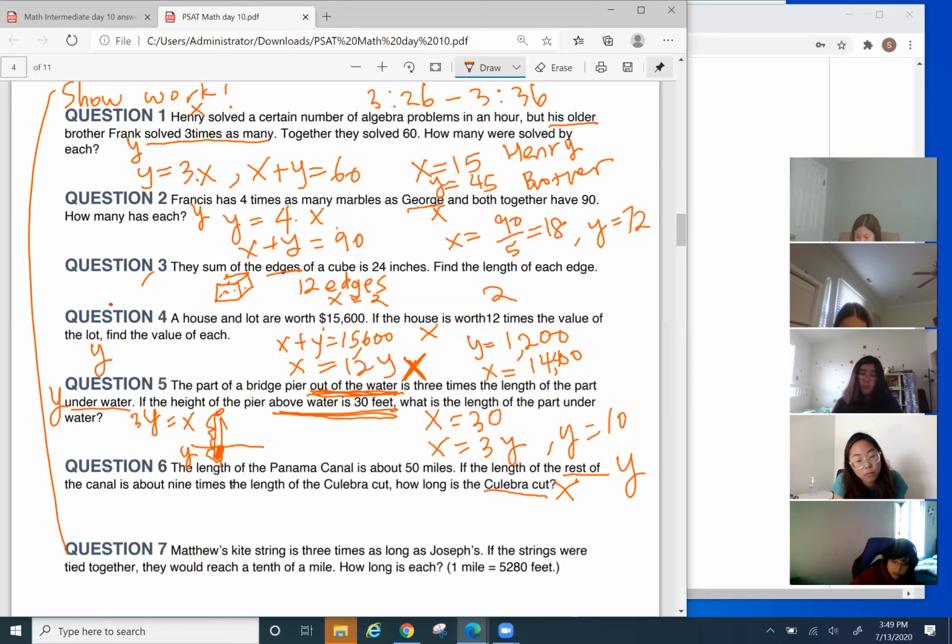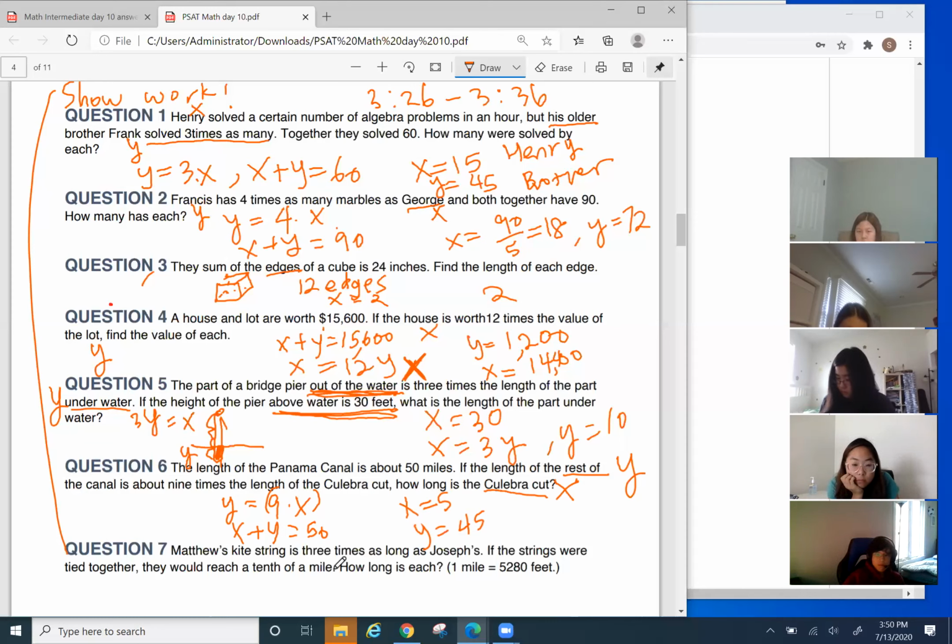Can you give me the equation here? y equals 9 times x, right? Yeah. And then x plus y is equal to 50. Okay, now you put this inside there, then you get 10x equals 50, then x equals 5, and then y is equal to 45. Okay, good job.